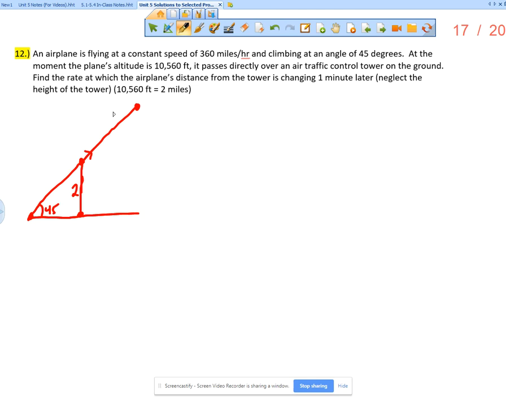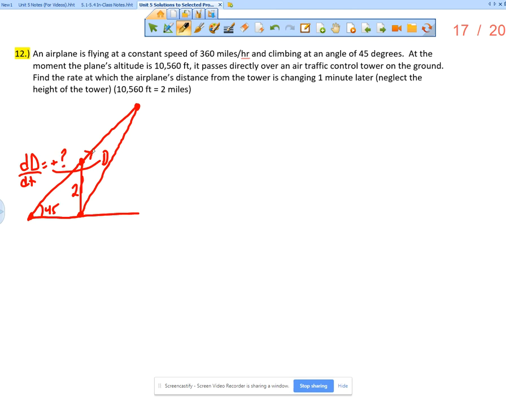All right. The question is find the rate at which the airplane's distance from the tower is changing. So now the distance the airplane is from the tower is right here. So let's call that D. So we want to find the rate at which that is changing. All right, so what are the things that we have here? Well, we have D, obviously, that is changing. So there is a dD/dt, which is some positive value that we would like to know.